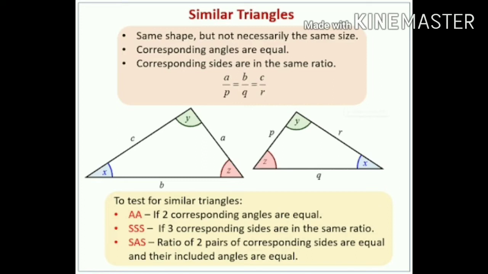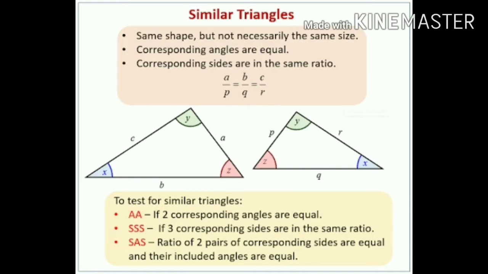Let us try to understand what is similarity. Two figures are said to be similar if and only if they have same shape but not necessarily the same size. That is similarity. Now we shall look into similar triangles. Two triangles are said to be similar if their corresponding angles are equal, or the corresponding sides must be in proportion. That is the condition for two triangles to be similar.